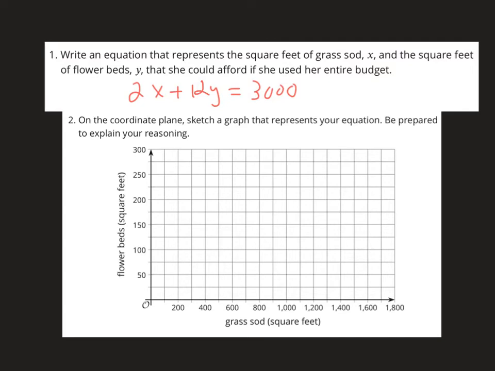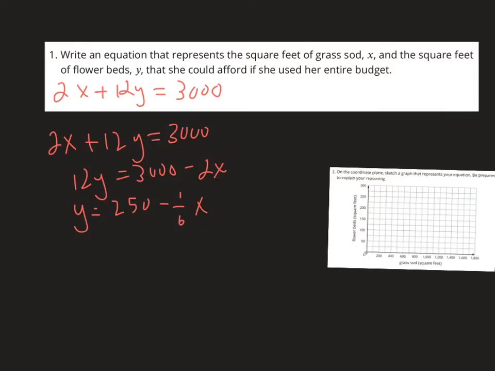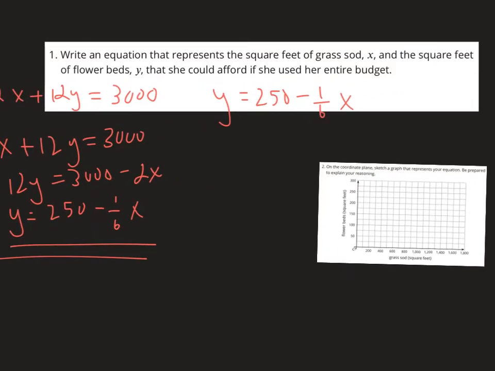Now, the next thing they want me to do is to graph this on a coordinate plane. Now, I don't think that this is really in a good situation to graph. So one thing I could do is rewrite that and solve it in terms of y. So I get y is equal to 250 minus 1/6 x. But that's going to be really hard to graph on this particular graph because the y-axis doesn't go by singular values. So that's a real toughie.